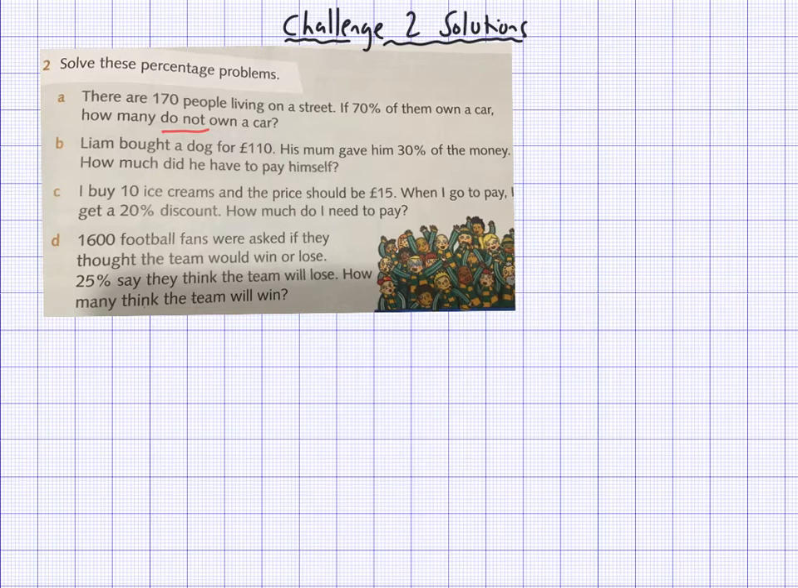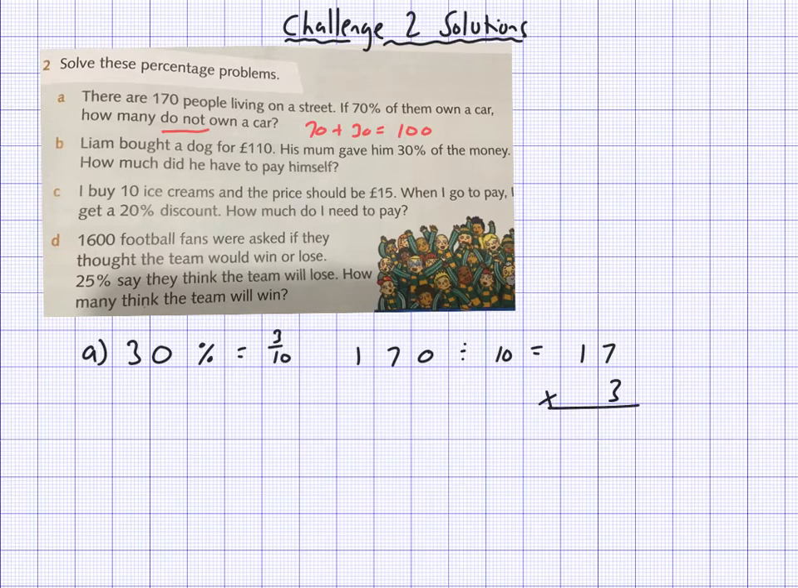So if 70% own a car, then I know that 30% don't own a car, because 70 plus 30 make 100, and with percent, we're always working out of 100, so I'm going to find 30% of 170. Now I know that 30% is the same as 3/10, so I'm going to start off with 170 divided by 10, which gives me 17. Then I'm going to multiply it by the top, which is 3. So divide by the bottom, multiply by the top, and that got me 51. So 51 people do not own a car.